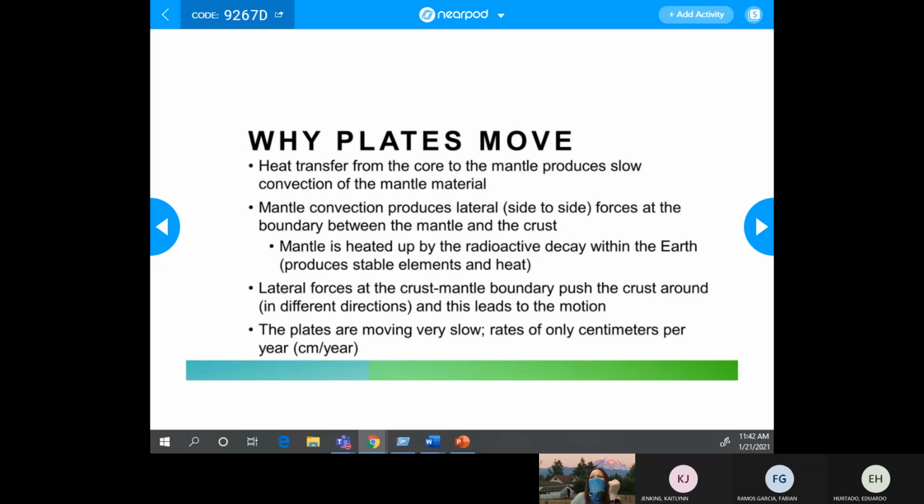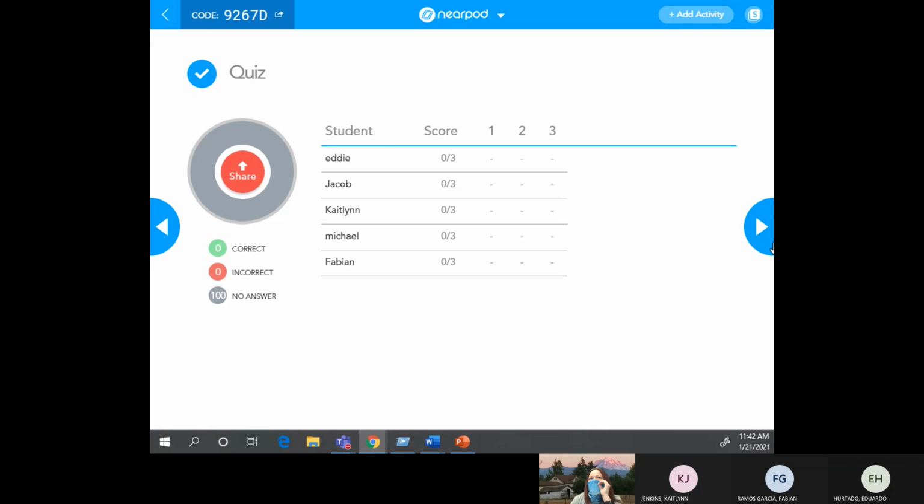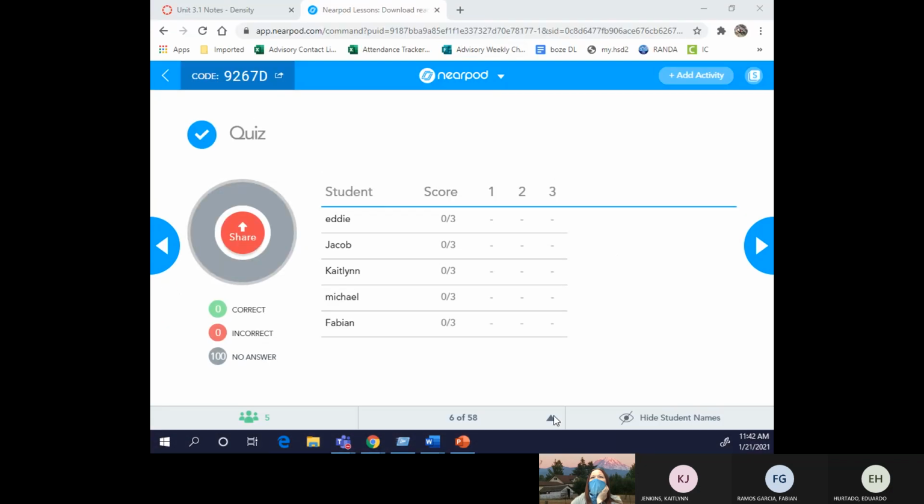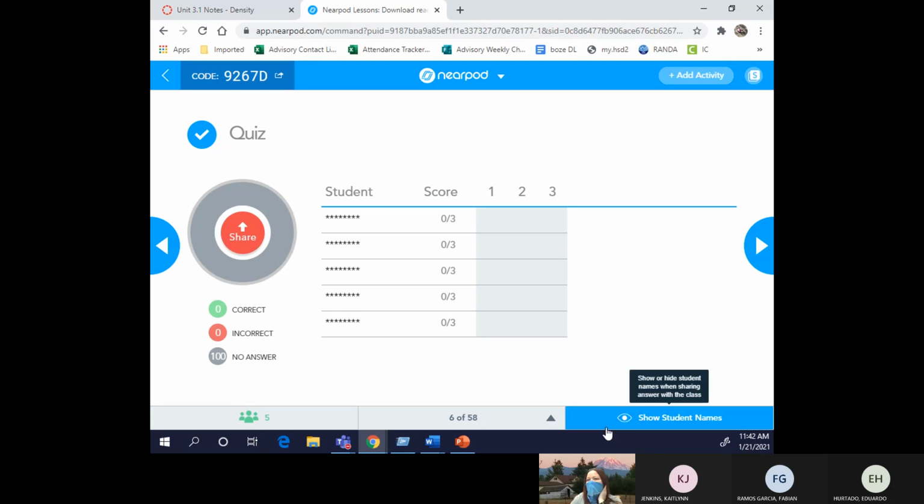All right, moving on. All right, you have a quick 3-question quiz on your Nearpod. I can't hide your names apparently. Let's see. There we go. Sometimes my start bar won't go away. Go ahead and answer those 3 questions real quick.